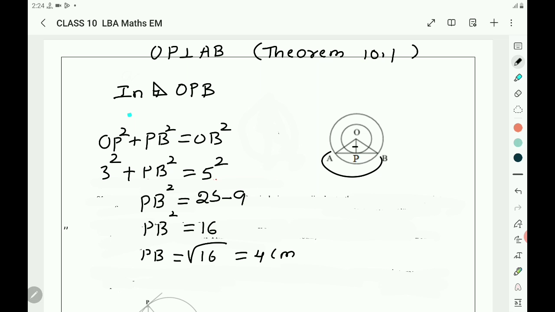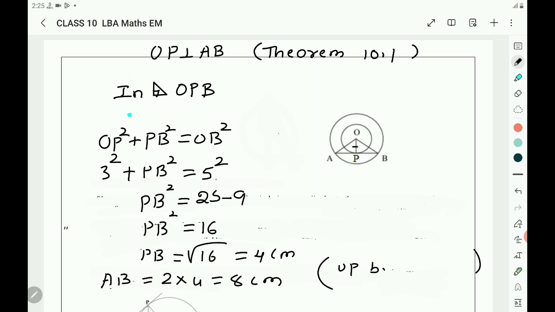AB is equal to 2 into 4, which is equal to 8. Then you write AB equals 2 into 4 equals 8 centimeter. Then you write OP bisects AB. That is the concept that you have learnt in 9th standard. OP bisects AB.